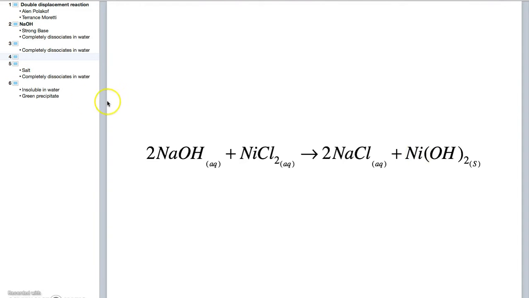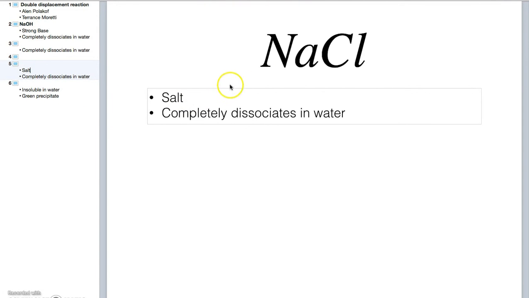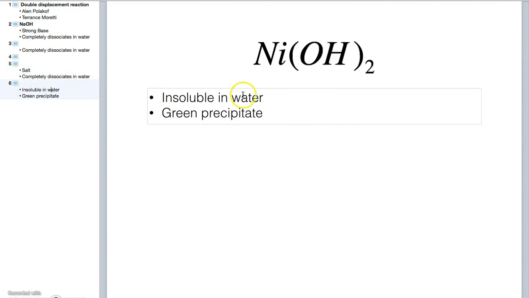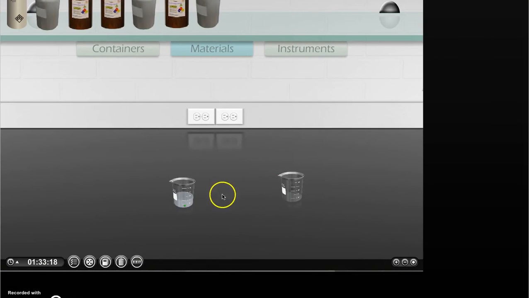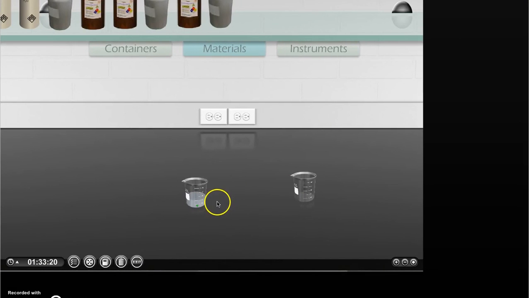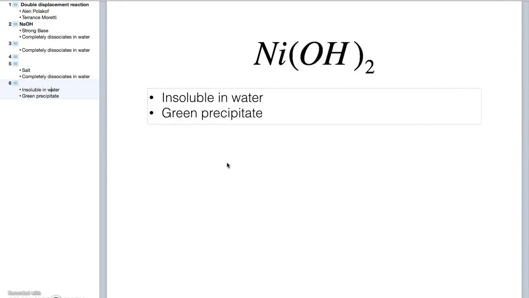Products. First we have sodium chloride, which is a salt and completely dissociates in water, and lastly we have our green precipitate, which is nickel hydroxide and is insoluble in water. Here, as we can see, is the precipitate, which is green in color, and in our case, when we mix the reactants, the nickel hydroxide precipitate, due to its greater density, went to the bottom of the beaker. This is what we call a double displacement reaction.